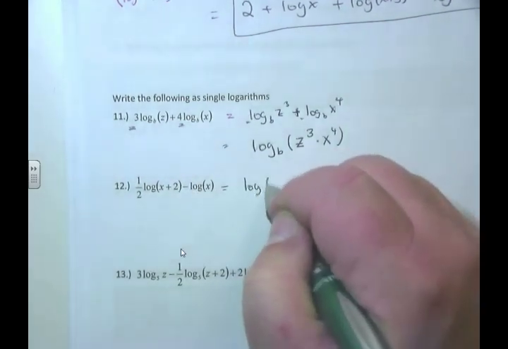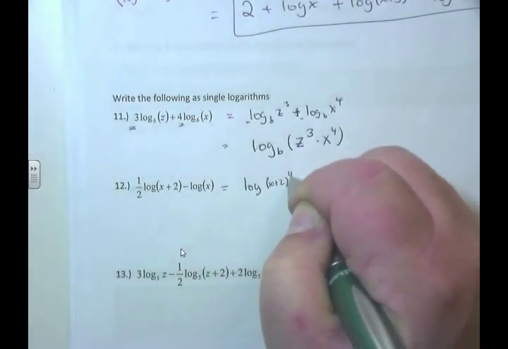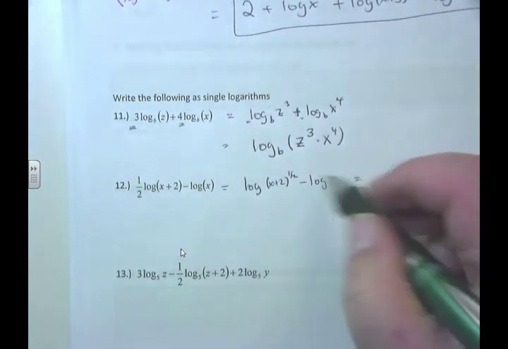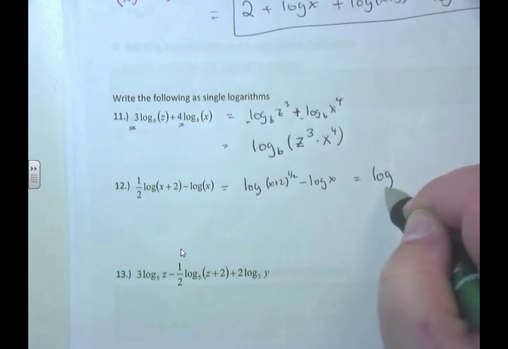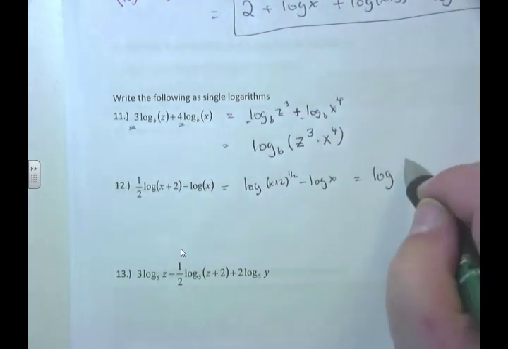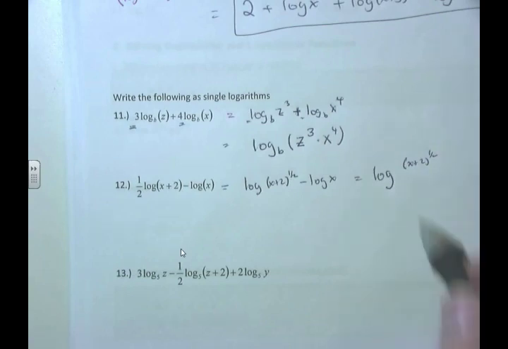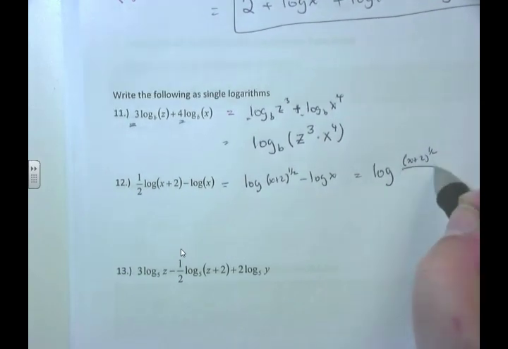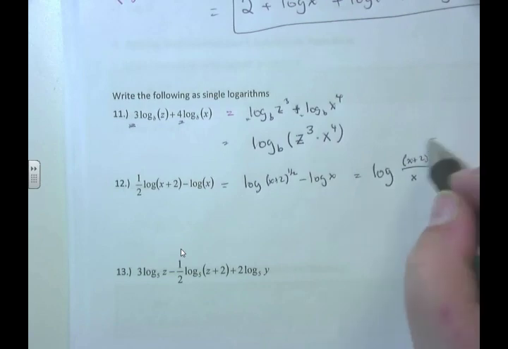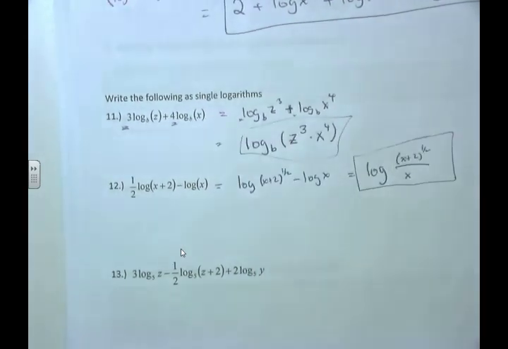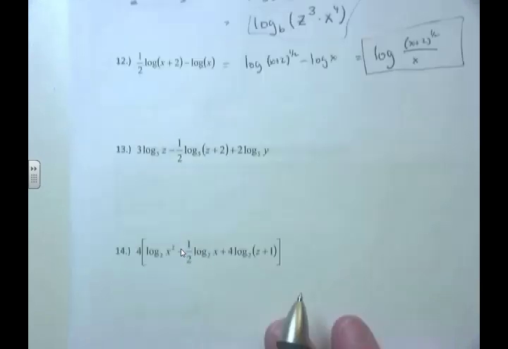Back to the power. So this is the log of x plus 2 to the half a power minus the log of x. And then when you combine, this is one big log, understood to be base 10, of x plus 2 to the half. You could also write that as the square root of x plus 2, subtraction turns into division, divided by x. There's my solution. Does that make sense? Okay?